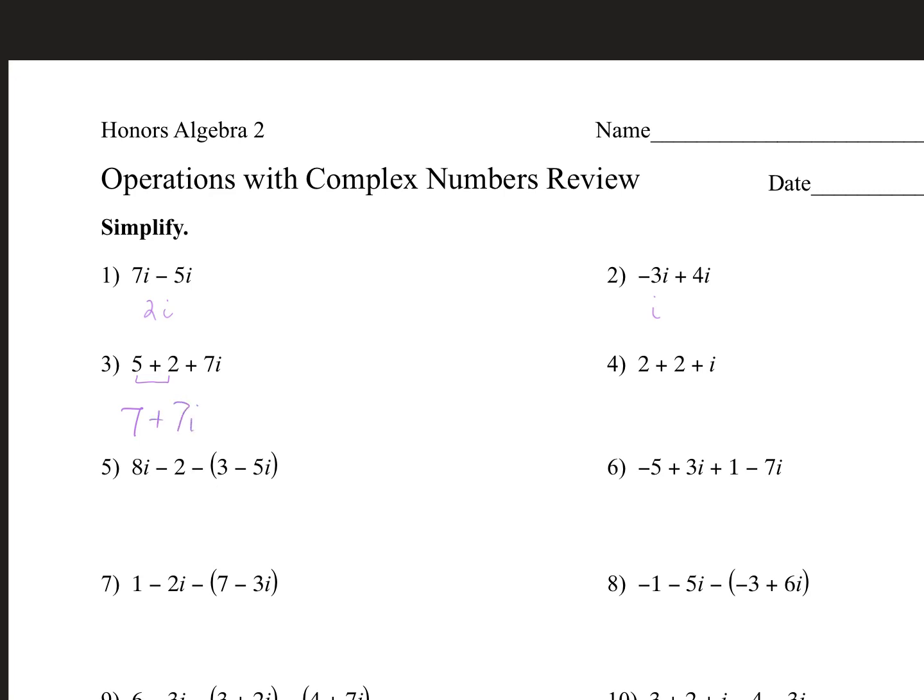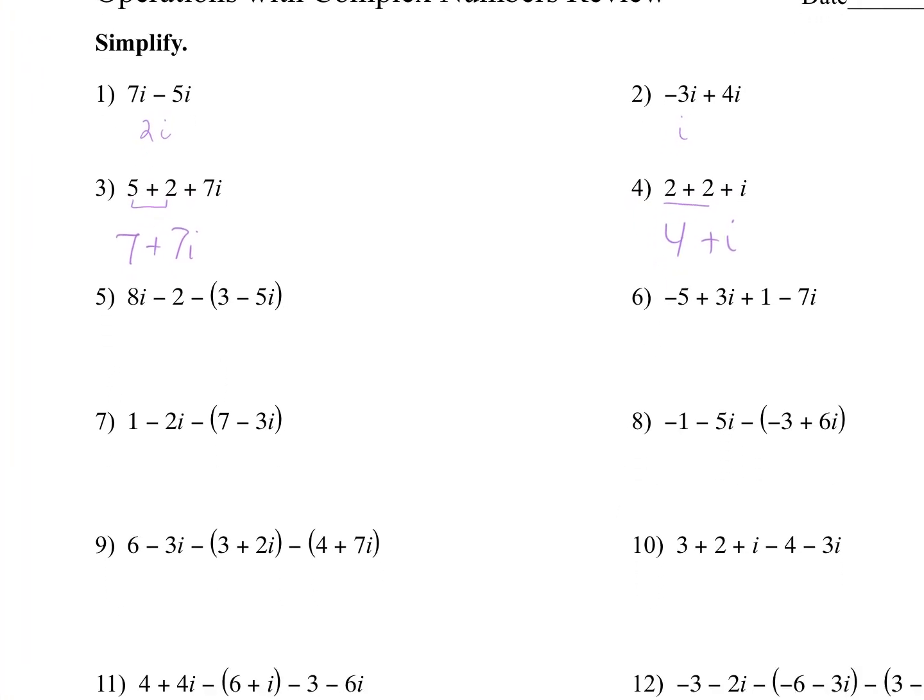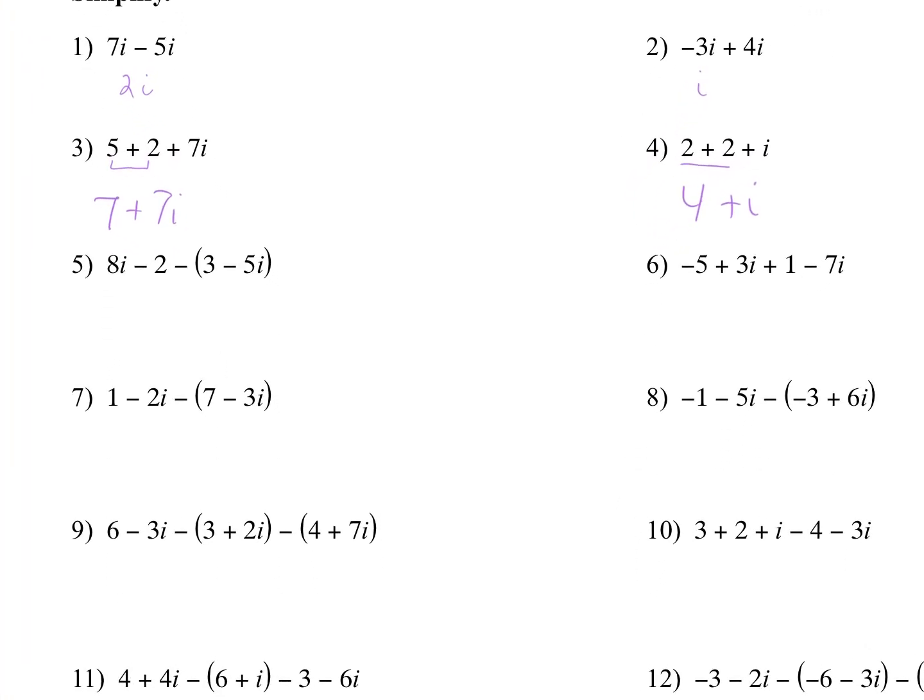And number 4, what can I combine? Okay. 2 plus 2 is 4 plus i. You cannot stick the 4 and the i together. You're not multiplying them. And you can't combine them. So now the problems get a little bit more involved. Nothing you guys can't handle.